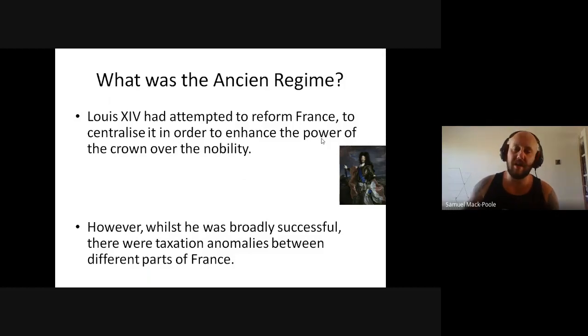Now, you will see I have not written about Louis XVI yet, who was the monarch in charge during the French Revolution. Now, whilst Louis XIV was broadly successful in homogenizing or creating a better power base for himself against his more powerful nobles, there were taxation abnormalities or anomalies between different parts of France, and I'll discuss that in a future slide.